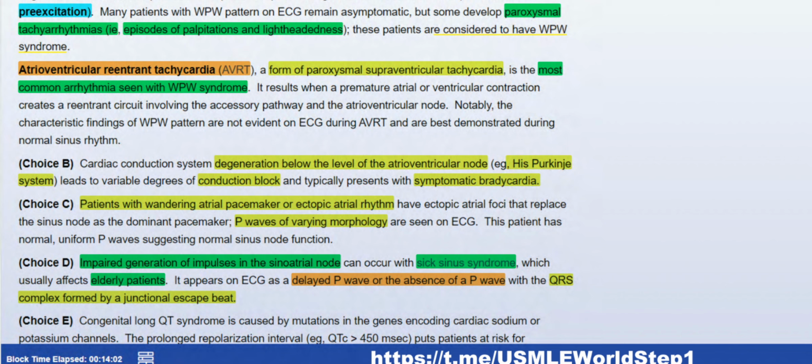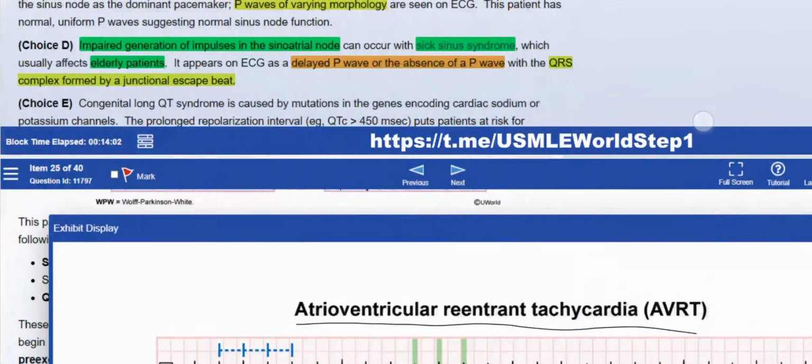So why not option B? We talked about this: degeneration below the level of the AV node, like the His-Purkinje system. There would be conduction system block and symptomatic bradycardia. Why not option C? A patient with wandering atrial pacemaker or ectopic atrial rhythm would have P waves of varying morphology. Why not option D? Impaired generation of impulses in the SA node would lead to sick sinus syndrome, which occurs in elderly patients. There would be a delayed P wave or absence of a P wave, and the QRS complex formed by a junctional escape beat.